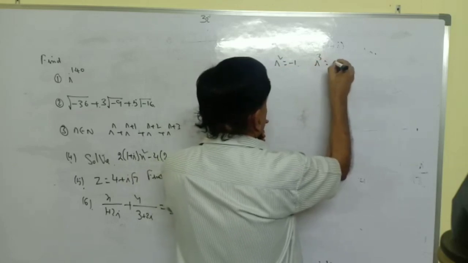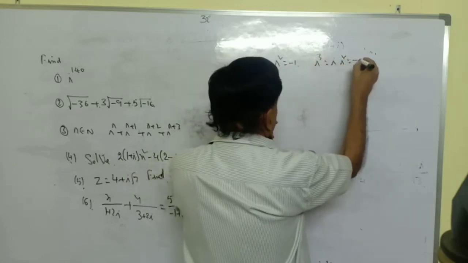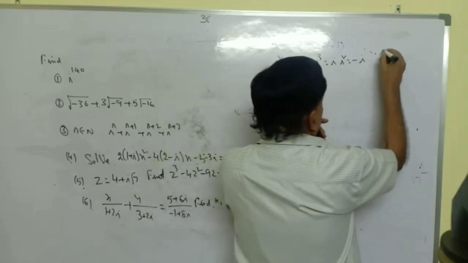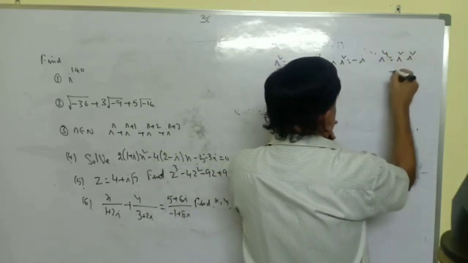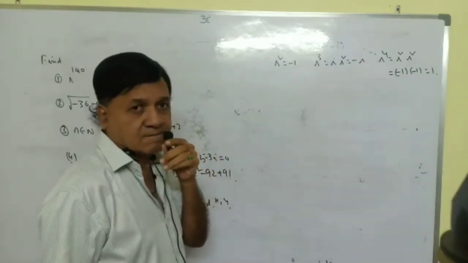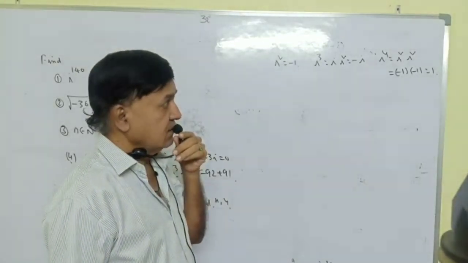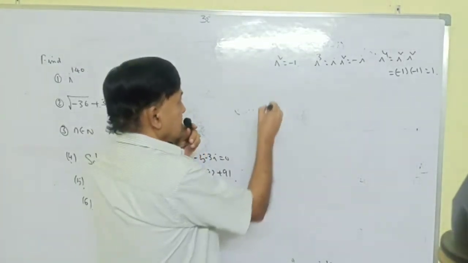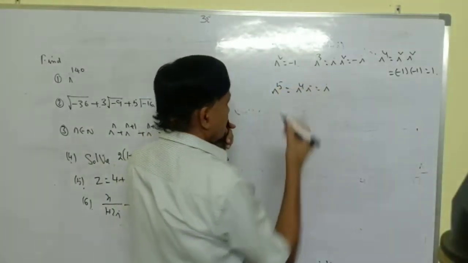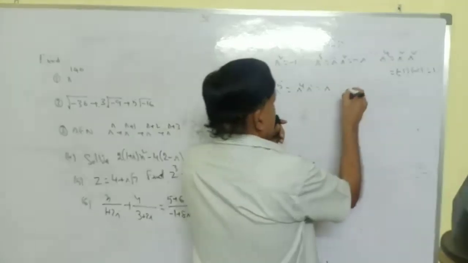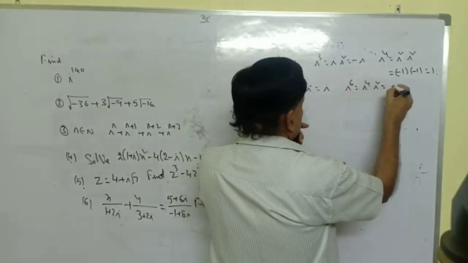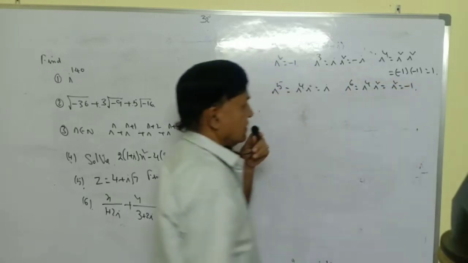i cube is equal to i into i square, so minus i, because i square is minus 1. i power 4 is equal to i square into i square, so minus 1 into minus 1 is 1. Now, i power 5 is i power 4 into i, meaning i. i power 6 is i power 4 into i square, which is i square, which is minus 1.